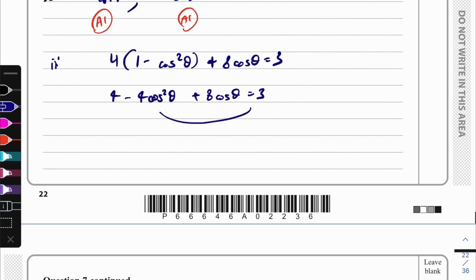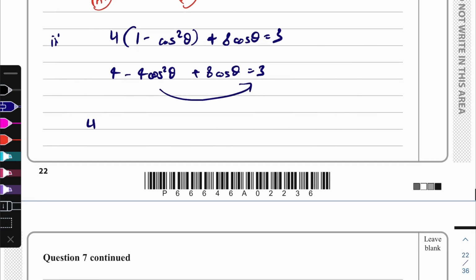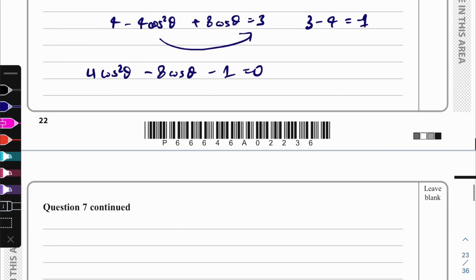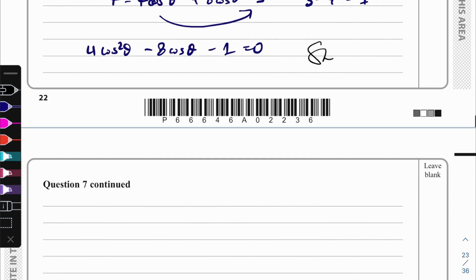Let's move everything to the other side. It becomes 4 cos squared theta minus 8 cos theta. So 3 take away 4 equals negative 1, so plus negative 1 equals 0. So now you can see this is a quadratic equation, right? Now we can use your calculator, but you should always show the step at least.